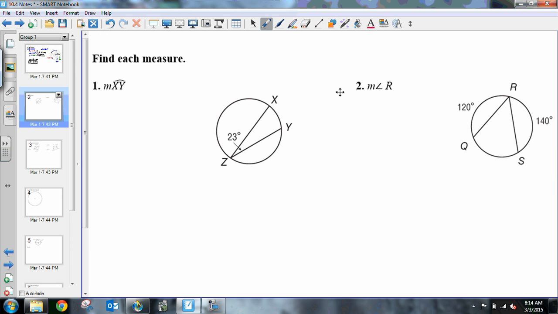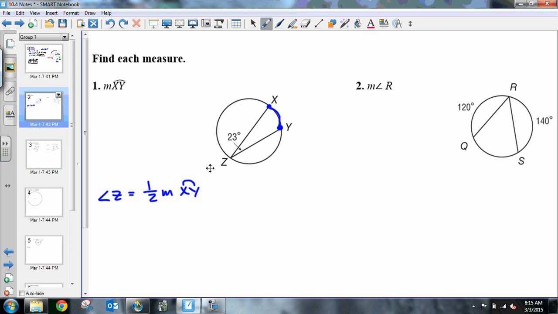Let's take a look at numbers 1 and 2 on your notes. In number 1, it wants us to find the measure of the arc XY, not the length, just the measure of the arc, in degrees. Now I know that angle Z is 23 degrees, and I know that angle Z is half the measure of arc XY, okay?